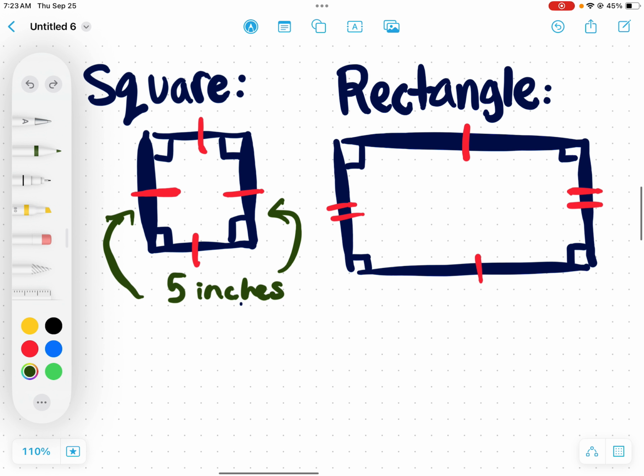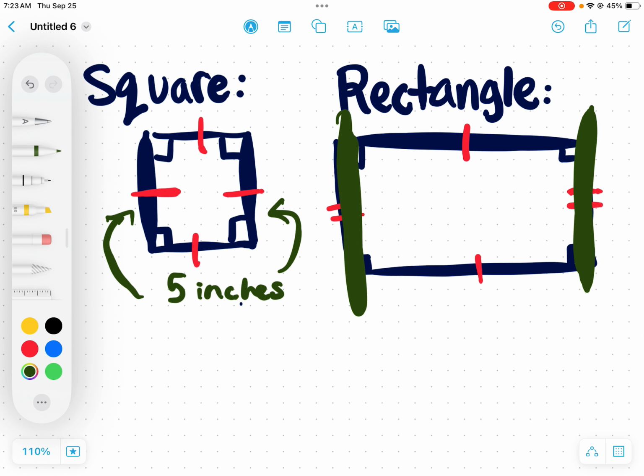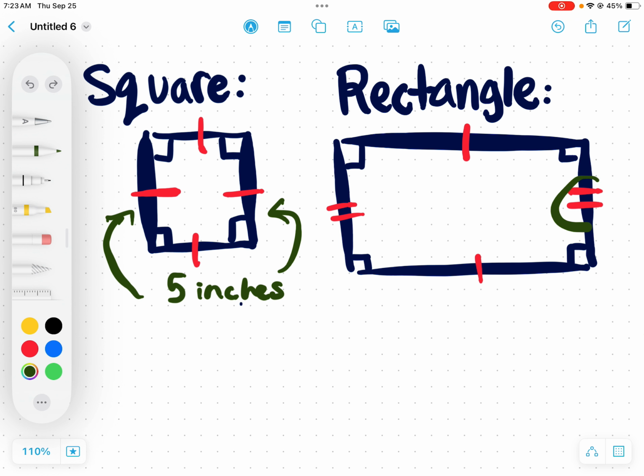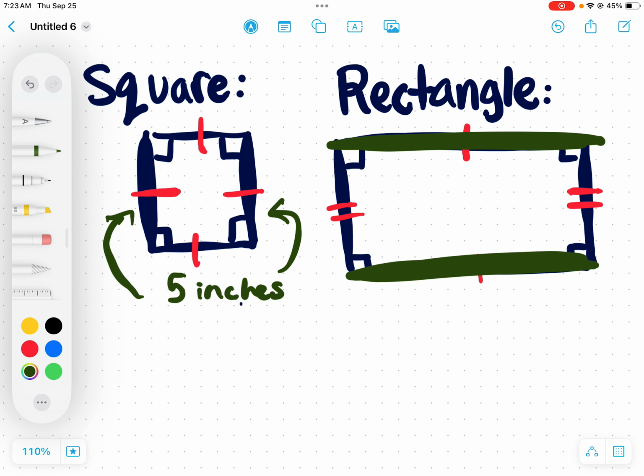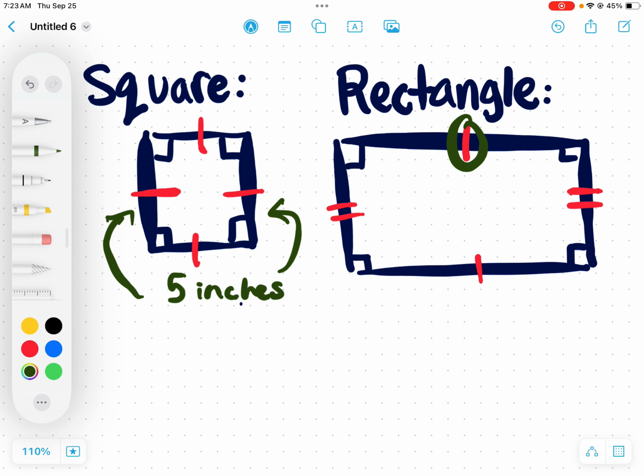Now, if we're talking about a rectangle, rectangles are very similar to squares, but they do not have four equal sides. They have two sets of sides that are equal. This side is equal to this side, which is why they have the same number of tick marks. They both have 2. And then this side, the bottom, is equal to the top. That's why they both have 1 tick mark. So the top and the bottom are equal, and the left and the right are equal.